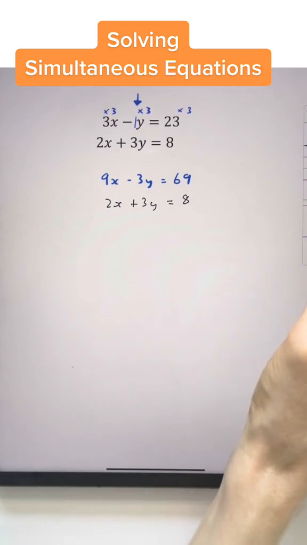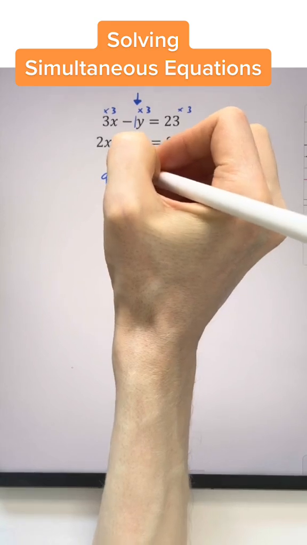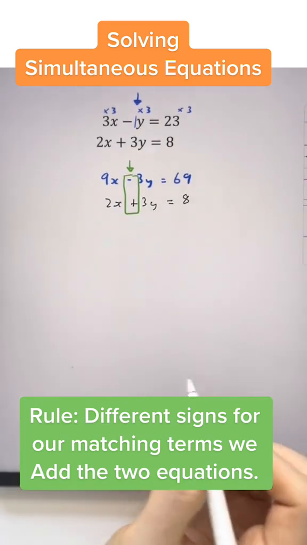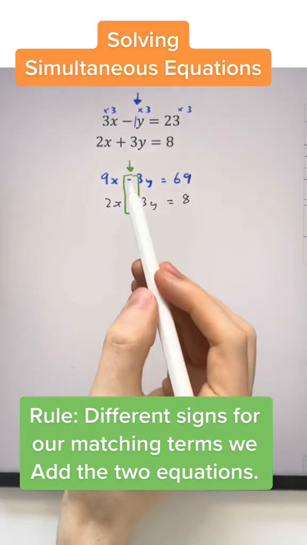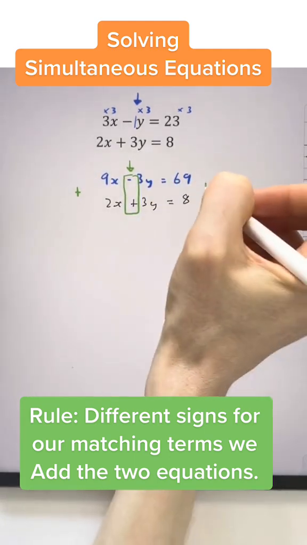As we chose to match up our y terms, I look at the signs in front of our y terms. Our rule is, if the signs are different, we simply add the two equations together. As our signs are different, i.e. one is negative, one is positive, we simply add the two equations together.